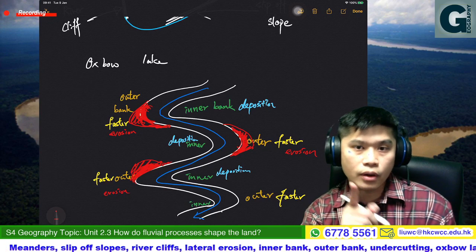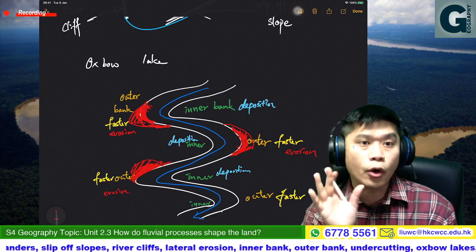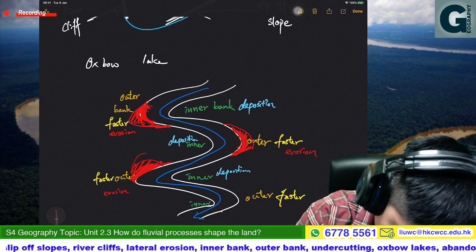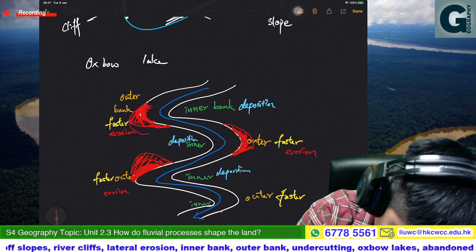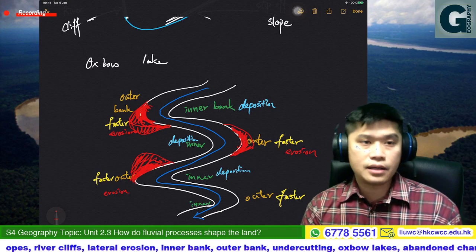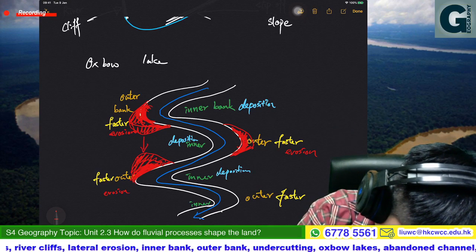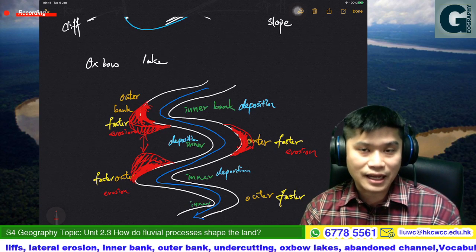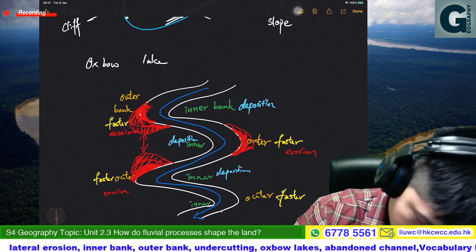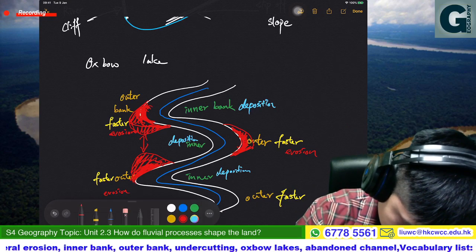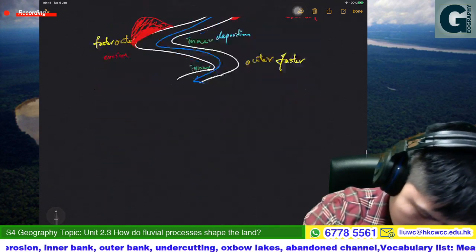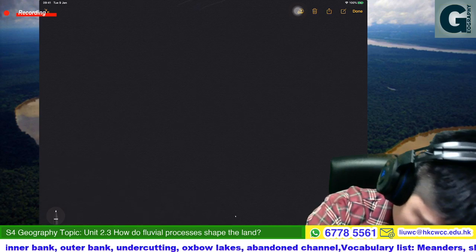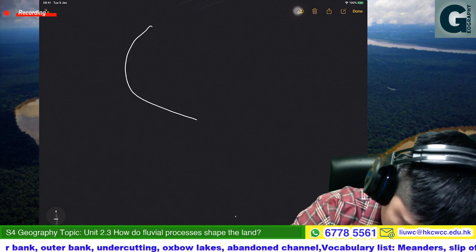So therefore, if the erosion continues, I may tell you the two outer banks here may touch. So therefore, what could be the drawing? Okay, I know that is too much color, so therefore I draw a better one.